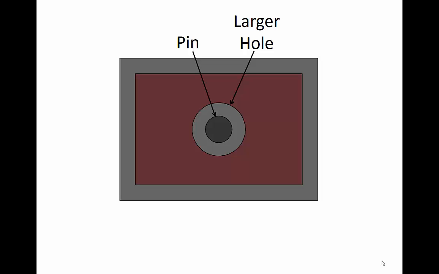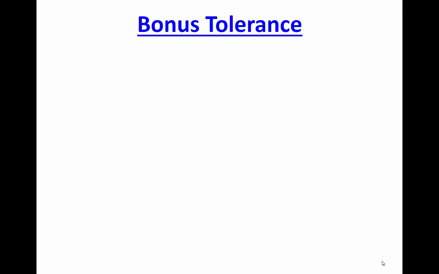What if the hole was larger? Then it could be further away from its ideal position and still fit in the assembly. It could be out of position in any direction and still fit in the assembly. The concept of bonus tolerance refers to the fact that as the hole gets larger, it can be further out of position and still fit in the assembly, meaning the allowable position tolerance increases as the hole size increases.